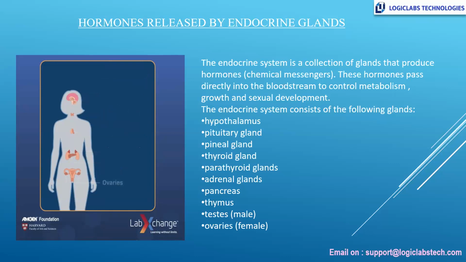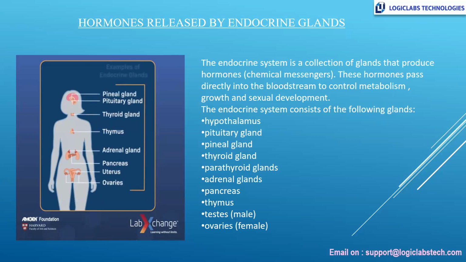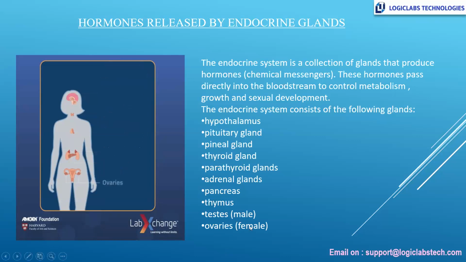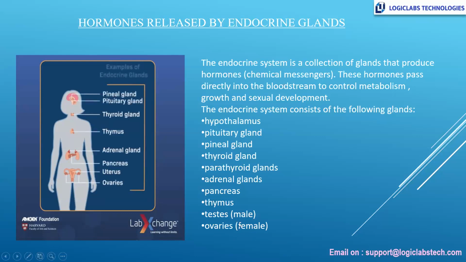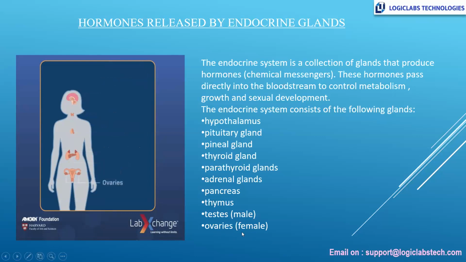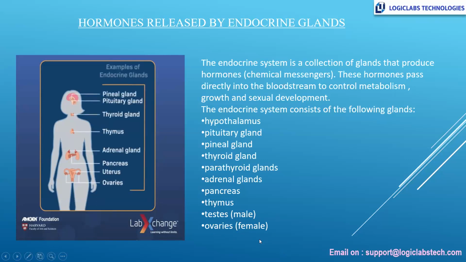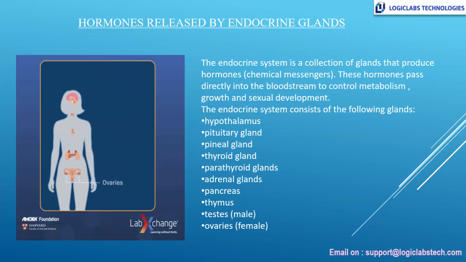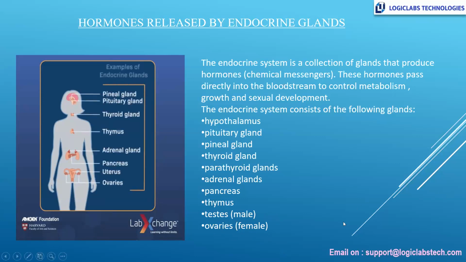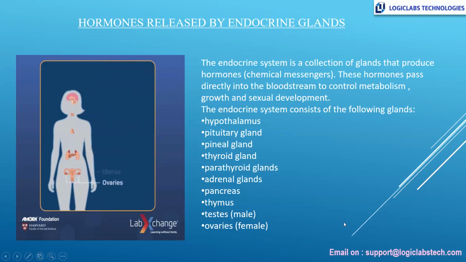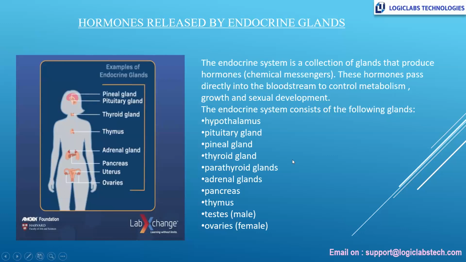Next one comes the testis. And the male characters, secondary sexual characters, are mainly controlled because of the testis. The same with the females, ovaries also help in growth of the baby, as well as the different parts which are present in the female reproductive system are carried only because of the ovaries. These are the different hormones which are released by the endocrine glands.